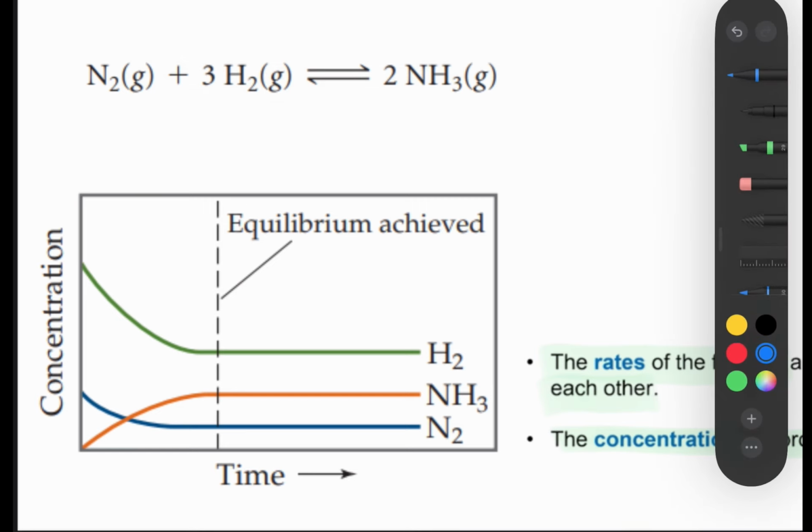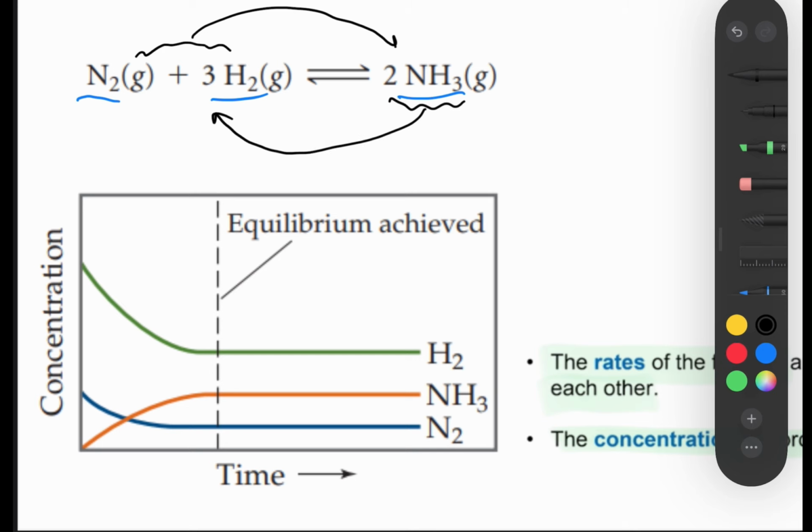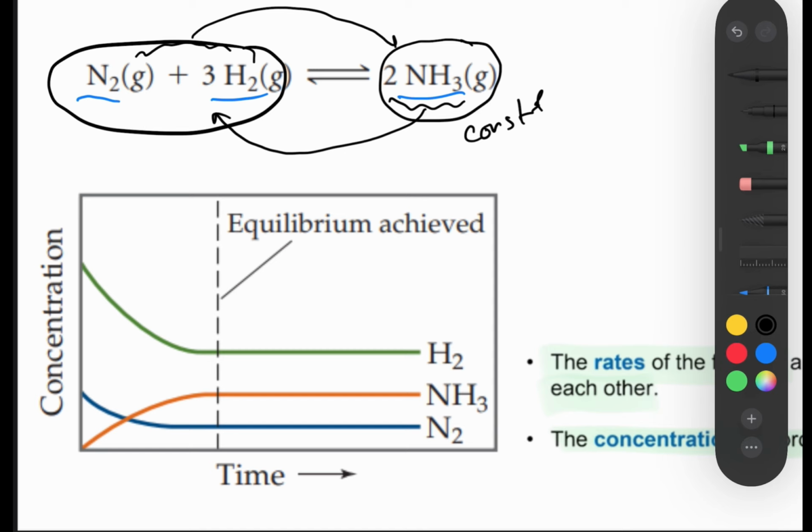Okay, first of all, we have two reactants: nitrogen gas and hydrogen. The product is ammonia, or NH3. Since we're in equilibrium, it means that the rate of consumption of the reactants is the same as the rate of changing the product back into reactants. They have the same speed. And that's why the concentration of NH3 becomes constant, and the concentrations of N2 and H2 are also constant.